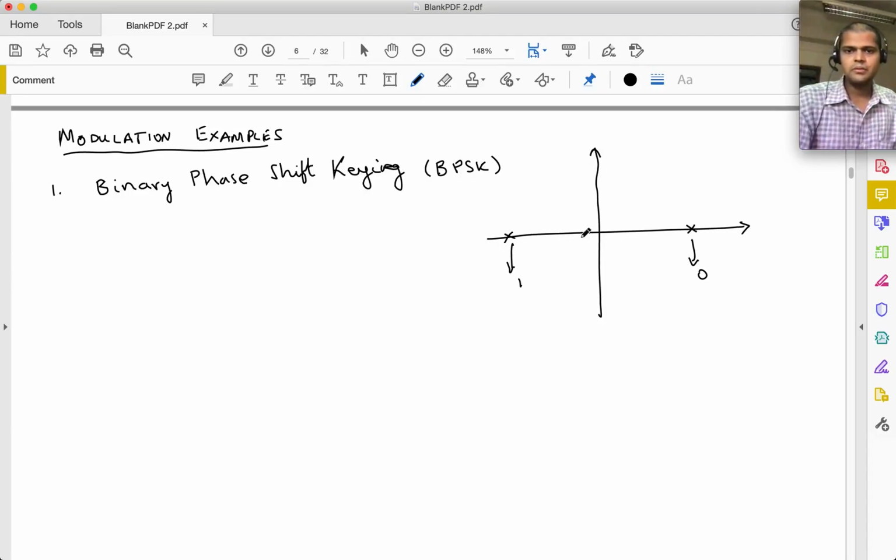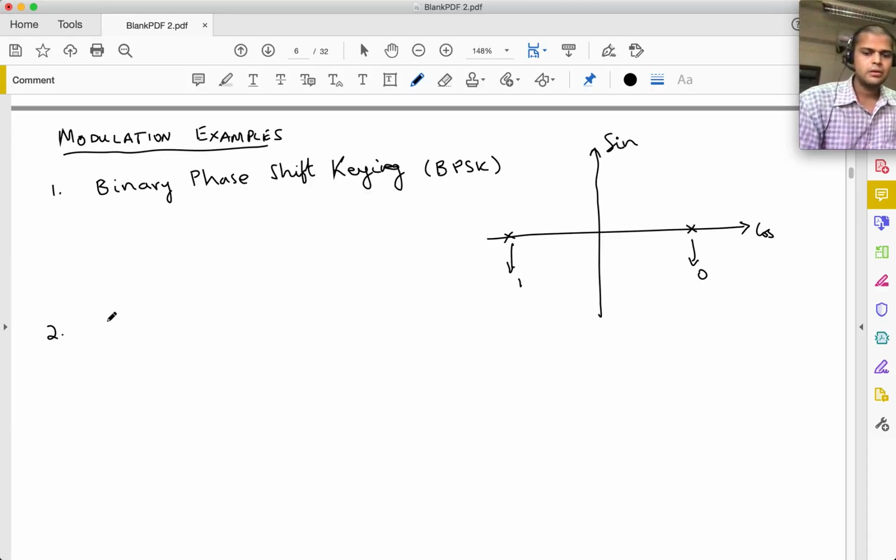So in BPSK you would have a scheme in which both these points are exactly opposite, 180 degrees out of phase with the other, and at the same amplitude as the other one. This is what we've looked at. But why do we need to have only this? This is just the simplest example. I'll just write it here, sine and cos.